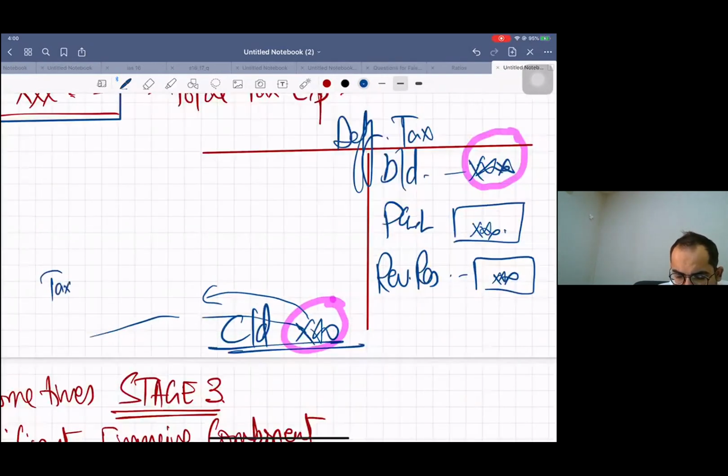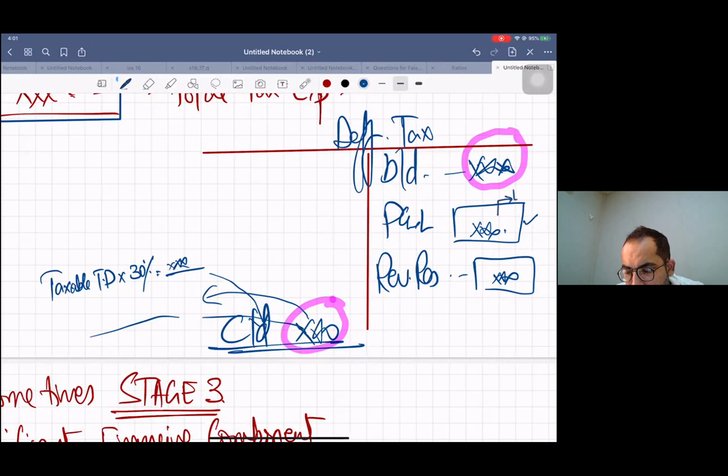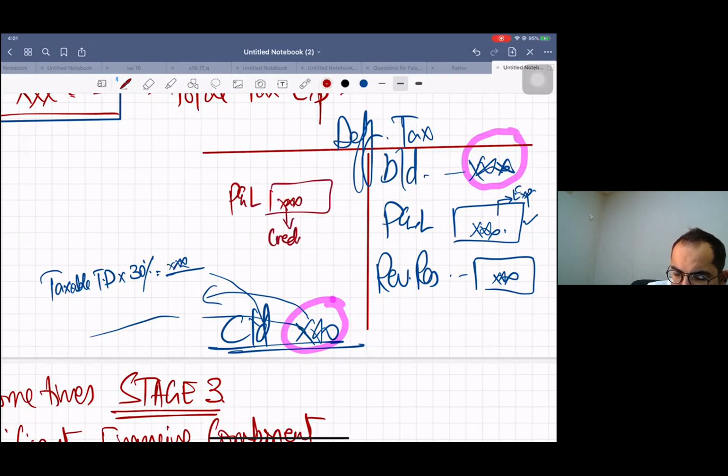Taxable temporary differences at the year end, multiplied by the tax rate. For example, the tax rate is 30%. In this way you can calculate. Year-end taxable temporary differences multiplied by the tax rate, you get this closing. Now normally, if the difference is coming on this side, this is your expense, and if the difference is here, this is your income or credits.